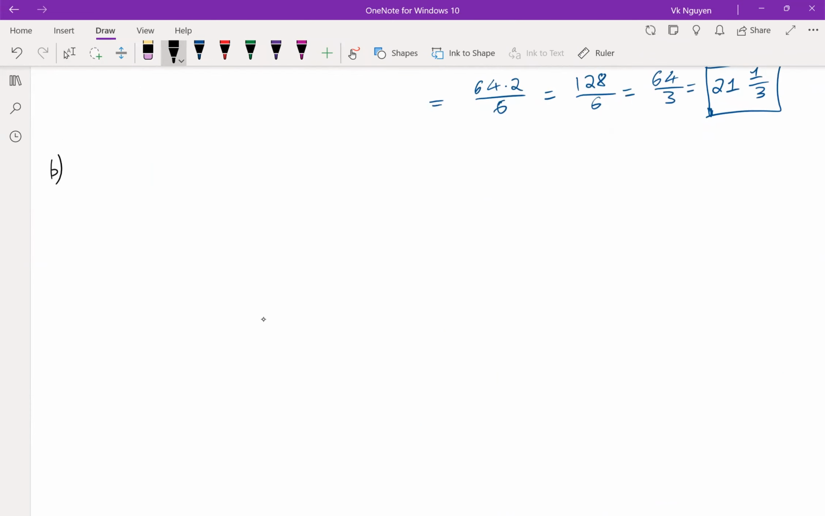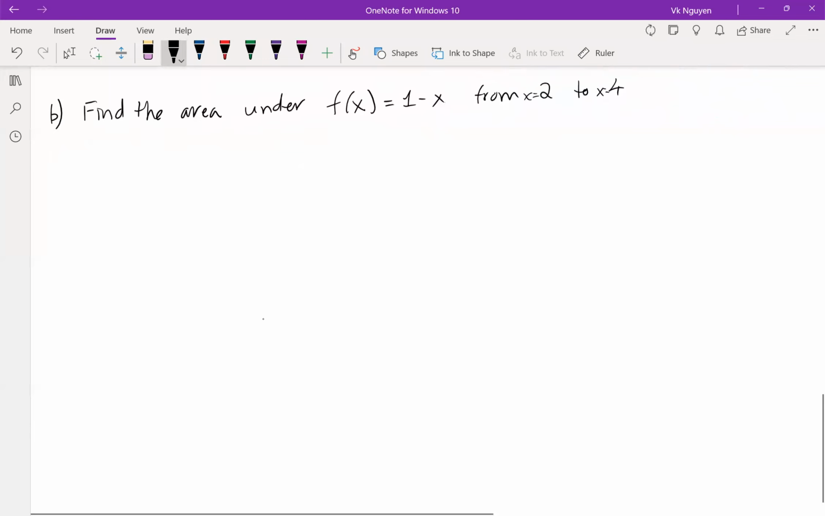B. Find the area under f(x) equals 1 minus x from 2 to 4. That is from x equals 2 to x equals 4. Okay, sketch this out.